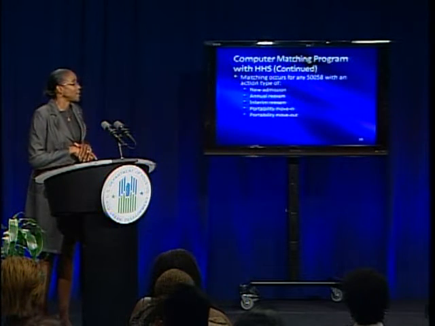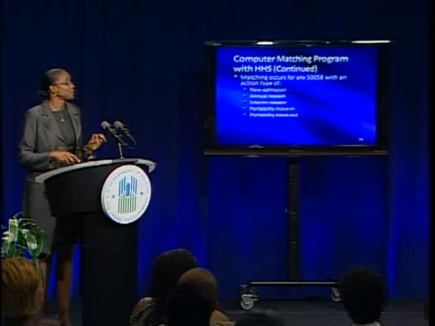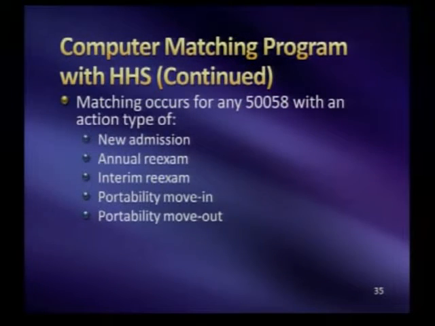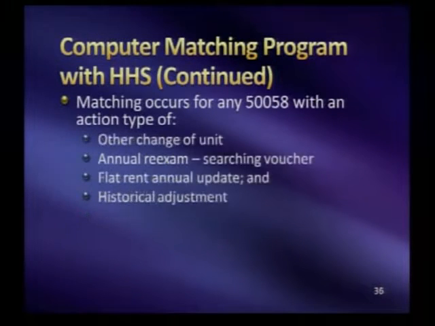Okay? And then your matching occurs for any 50058 with an action type of new admission, annual re-exam, interim re-exam, portability move in, portability move out, other change in unit, annual re-exam, searching voucher, flat rent annual, updated, as well as historical adjustments. So these are all the action types that are captured when we do our quarterly matching.